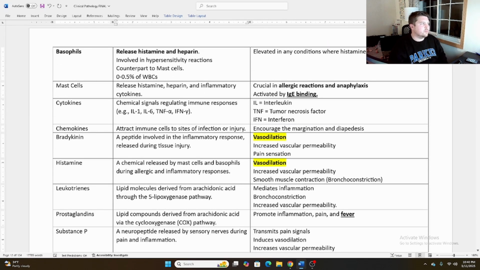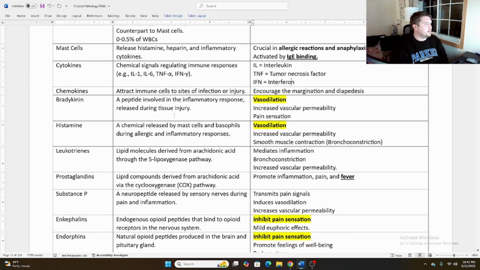Cytokines, don't worry too much about the specific cytokines. There's a bunch of them, and honestly, it's not worth our time to memorize every single one of them. We want to know the abbreviations, though. IL is interleukin, TNF, tumor necrosis factor, IFN, interferon. I'm going to skip through a couple of these and just point out the most important thing. Bradykinin does vasodilation. Histamine does vasodilation, but also bronchoconstriction. A lot of people get that mixed up, so don't be one of those people.